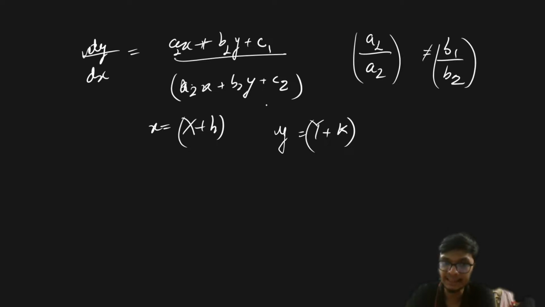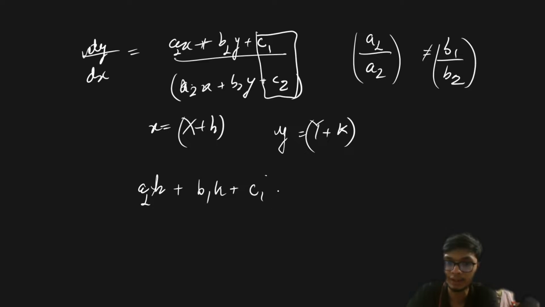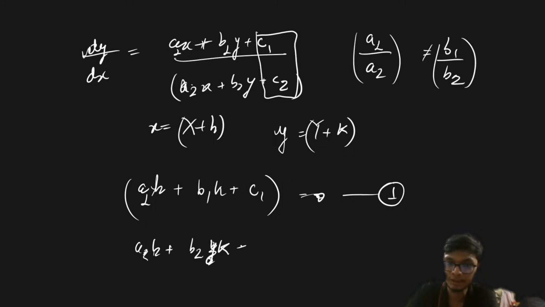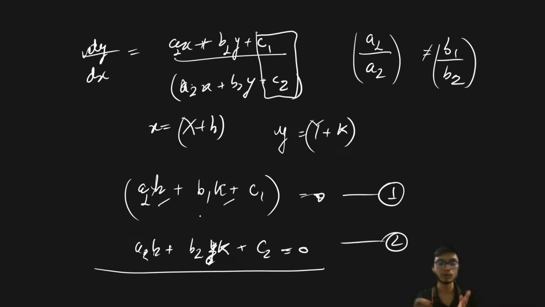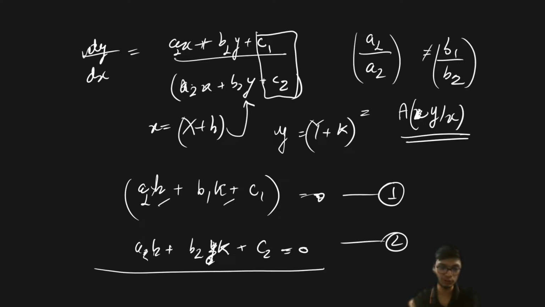And if I do this, I will try to cancel out these constants, okay? I'll try to make the constants vanish, that is a1h plus b1k plus c1 should be equal to 0. That is my first equation. And my second equation is that a2h plus b2k plus c2 should be equal to 0. So from these two equations, we'll solve and get the values of h and k. Solving for h and k, I will put that back in this particular equation, and then it will be a form where I'm able to get some function of y by x, right? So that will basically get reduced to the homogeneous form.